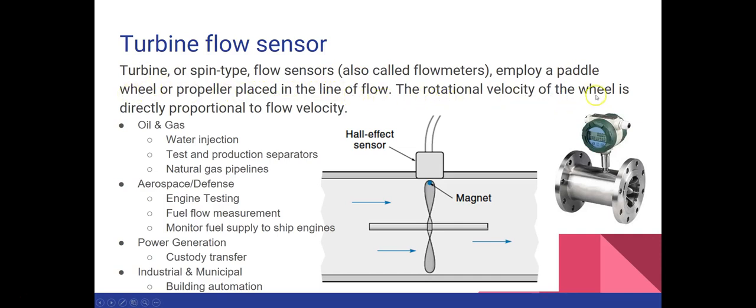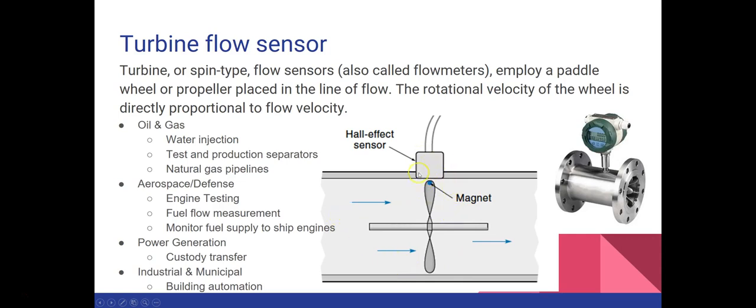The rotational velocity of the wheel is directly proportional to the flow velocity. So you see here in this picture, this is the propeller, and this propeller will rotate based upon the pressure of the liquid going into the tube. So this rotational velocity of the wheel will be directly proportional to the flow velocity.